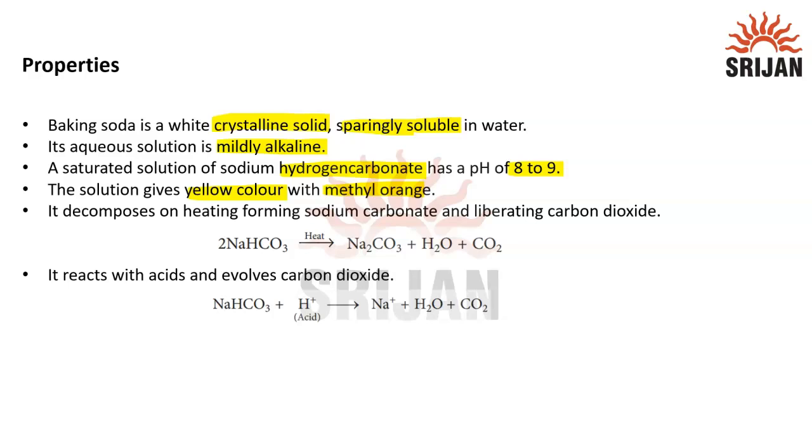It decomposes on heating, forming sodium carbonate and liberating carbon dioxide. So whenever we heat this, it will form Na2CO3 along with water and CO2. Now it also reacts with acids and evolves carbon dioxide. Whenever we react it with any acid, we get Na positive ions. If we react it with HCl, then we will get NaCl, the corresponding salt. If we react it with H2SO4, then we will get Na2SO4, and so on.